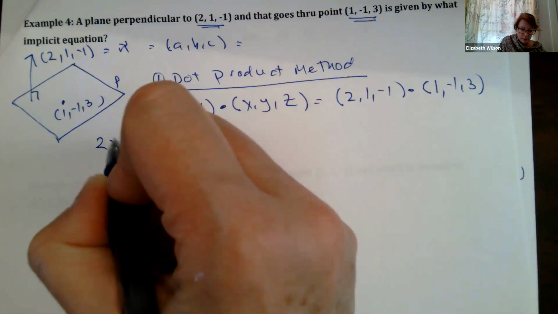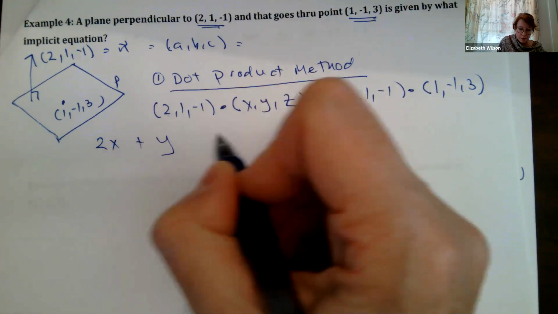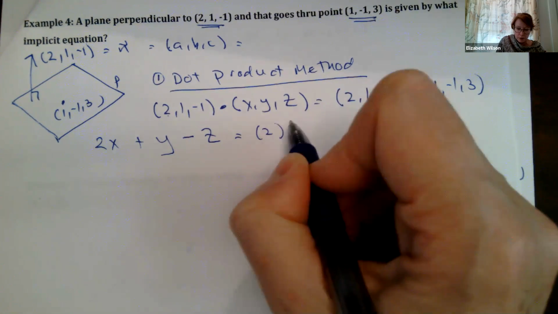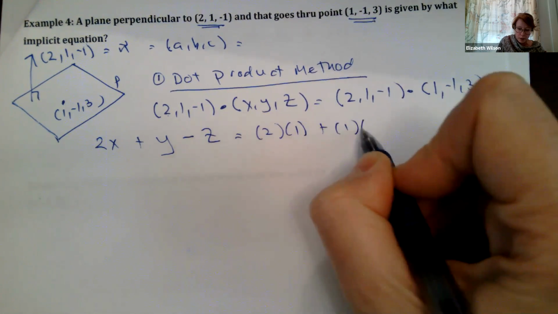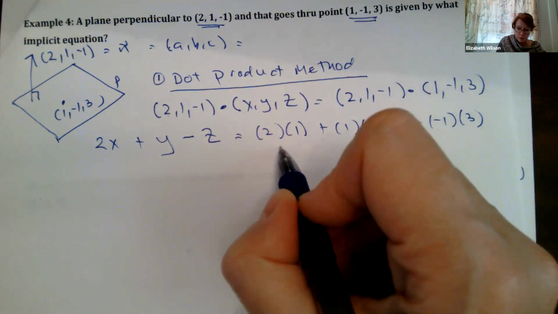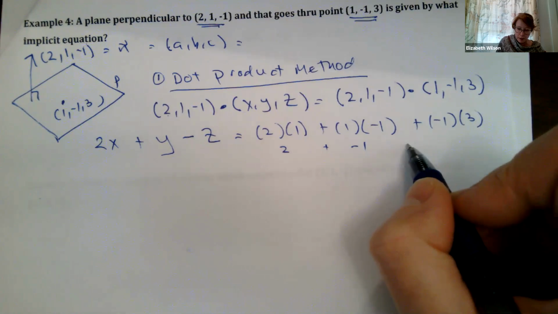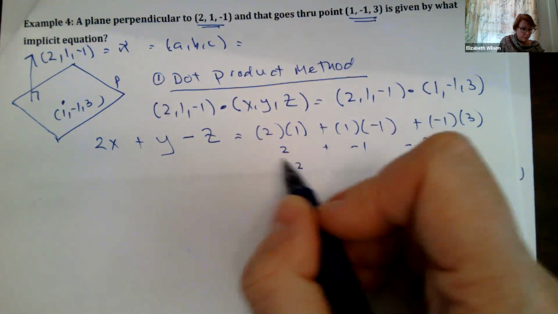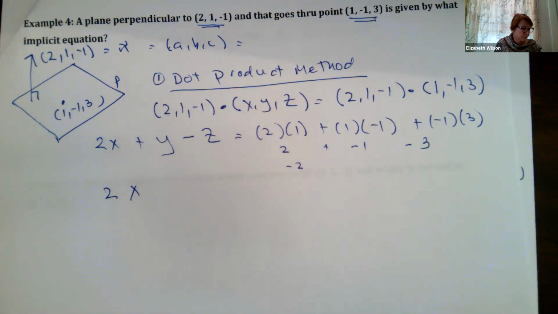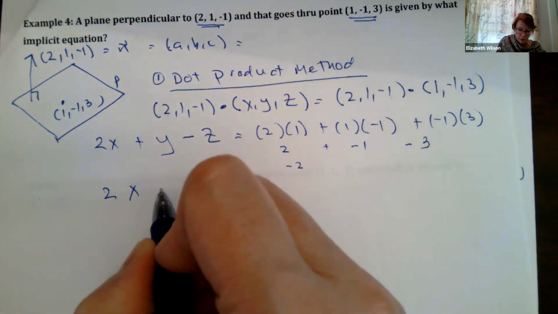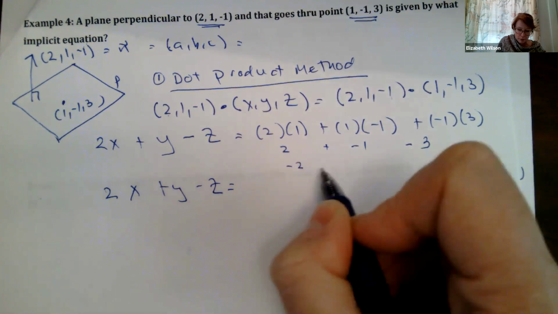So 2 times x plus 1 times y plus minus 1 times z equals, let's do this, 2 times 1 plus 1 times minus 1 plus minus 1 times 3. So this is 2 minus 1 minus 3. So minus 4 plus 2 is minus 2. Did I do that right? Yes, minus 1 there. Okay, so 2x plus y minus z equals minus 2.